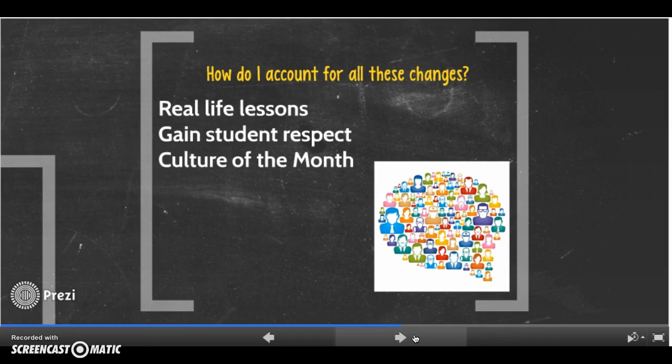So maybe for 1 month it would be Italy, and the whole entire month all my lessons would surround Italy and their life and their culture, and I would use that culture in my lessons. So by the end of the school year, they'll have a pretty good idea of different cultures around them in their own classroom, in their community. They need to be aware of what's going on around them, especially in this day and age with this technology and everyone's always connected.